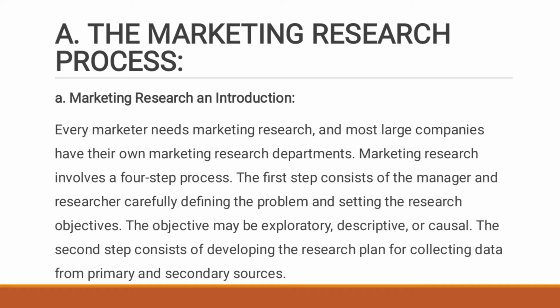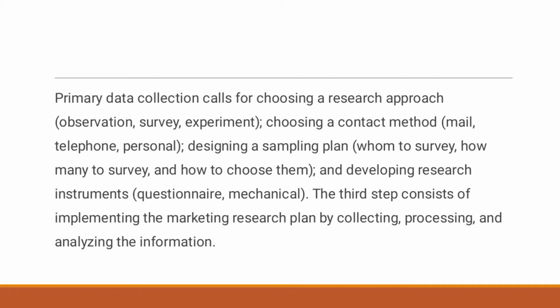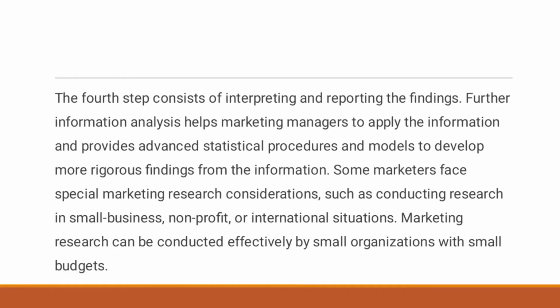The second step consists of developing the research plan for collecting data from primary and secondary sources. Primary data collection calls for choosing a research approach, choosing a contact method, designing a sampling plan, and developing a research instrument. The third step consists of implementing the marketing research plan by collecting, processing, and analyzing the information. The fourth step consists of interpreting and reporting the findings. Further information analysis helps marketing managers to apply the information and provides advanced statistical procedures and models to develop more rigorous findings from the information.